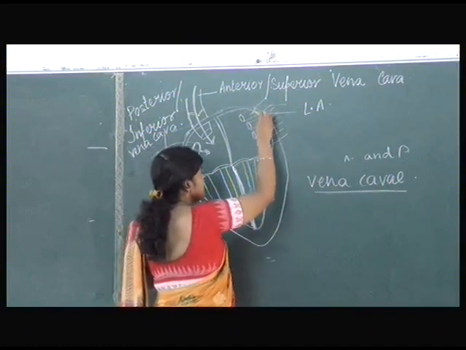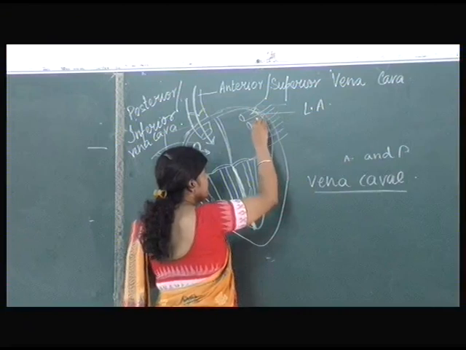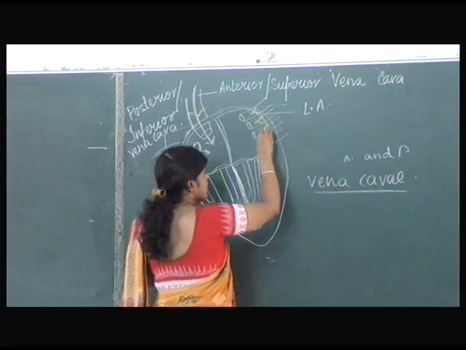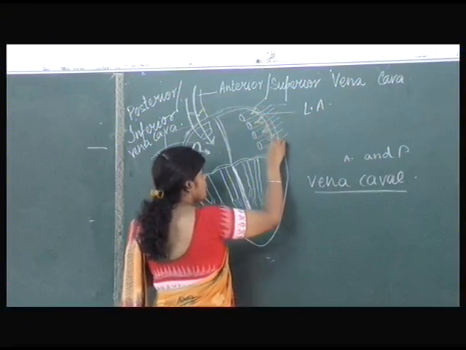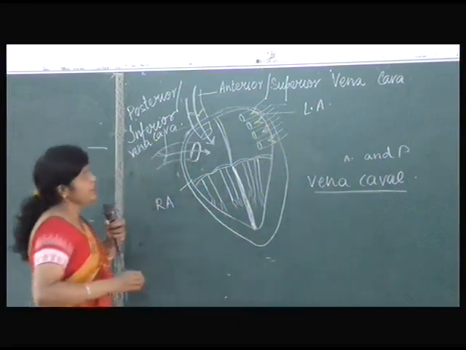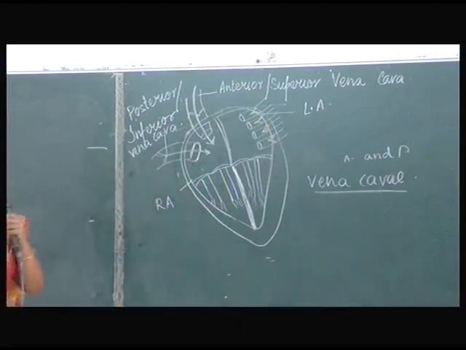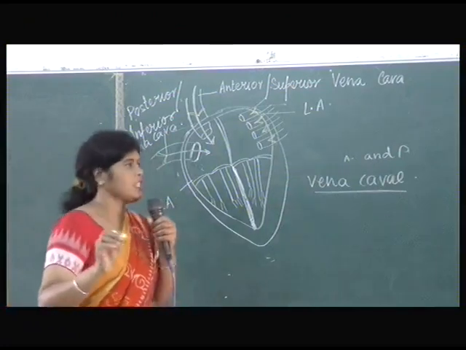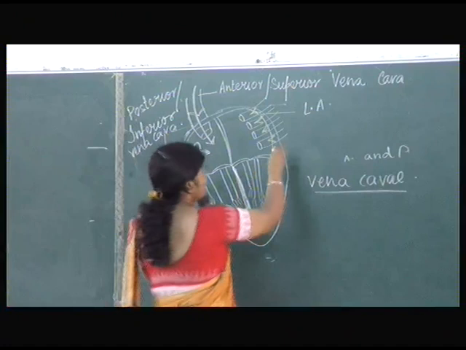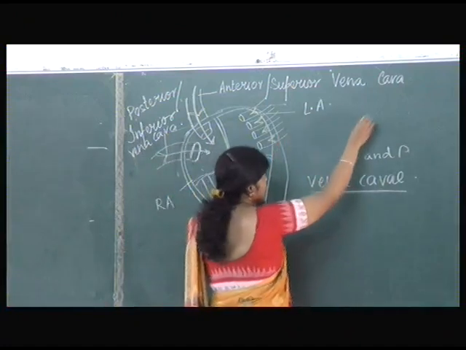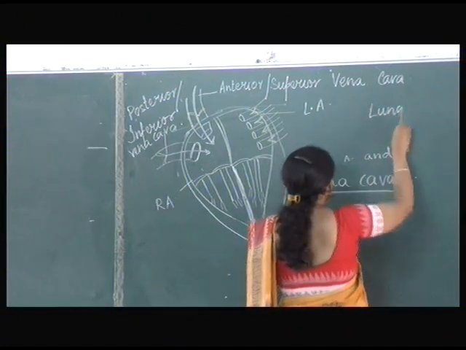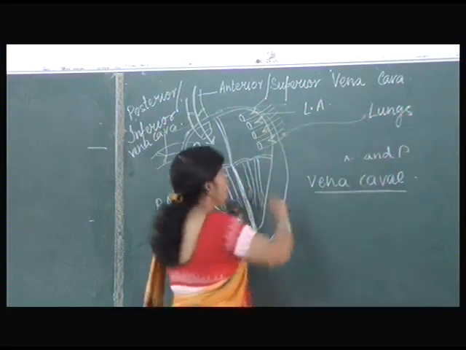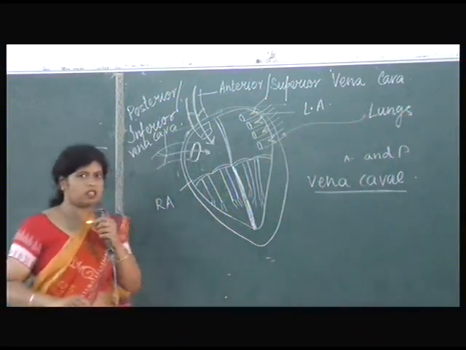Since they are veins, I'll explain the function when I do the circulation. Pulmonary vein, you are very familiar with this word. We have done the pulmonary vein in class 9, respiratory system. This brings blood from the lungs. Is it all right? Oxygenated or deoxygenated, let us discuss later.